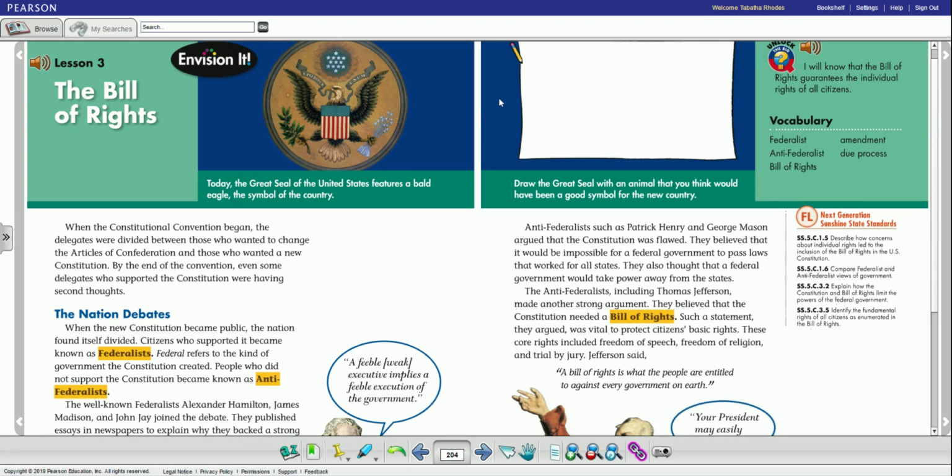So what they want you to start the lesson off with is drawing your own seal of what you would think would be a good symbol for a new country. It doesn't necessarily have to be an animal for our country, but it can be any country. So get creative with it. I would rather not look at 20-something drawings of eagles. Be creative. Think about our endangered animal projects. Maybe one of those could be the symbol for a new country. So have fun drawing with that.